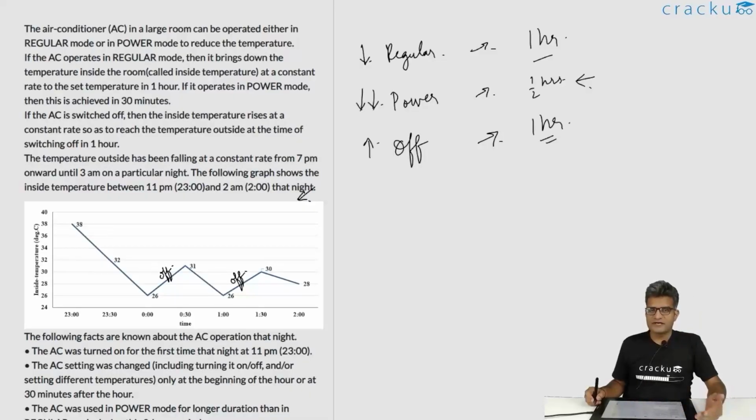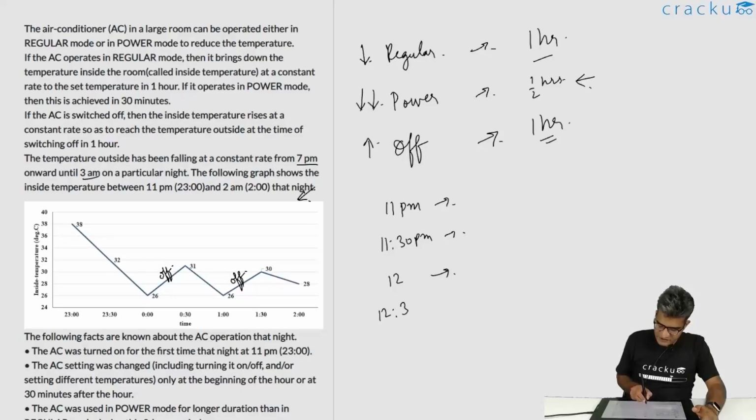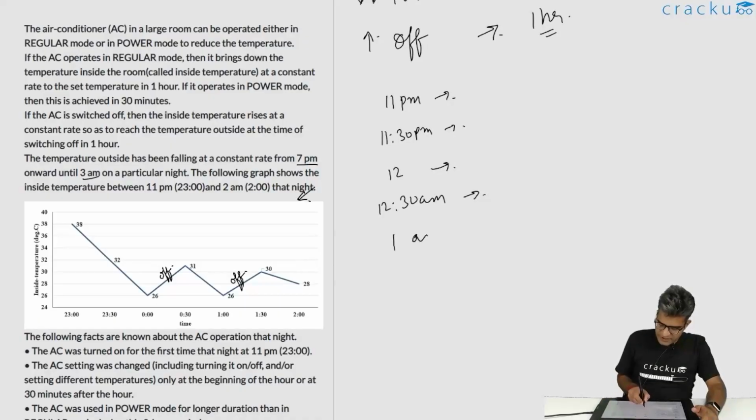We can try to figure out the temperature that is outside, because we are told that the temperature outside is also decreasing at a steady rate. It is decreasing from 7 p.m. to 3 a.m. But because the graph is given from 11 p.m. to 2 a.m., we'll write it down. At 11 p.m., we don't know the temperature outside. At 11:30 p.m., we don't know. At 12, we don't know. At 12:30 a.m., we don't know. But we'll fill all of this up. It is not difficult to fill it up. At 1 a.m., it is outside. At 1:30, outside. And at 2, we don't know what is the temperature outside.